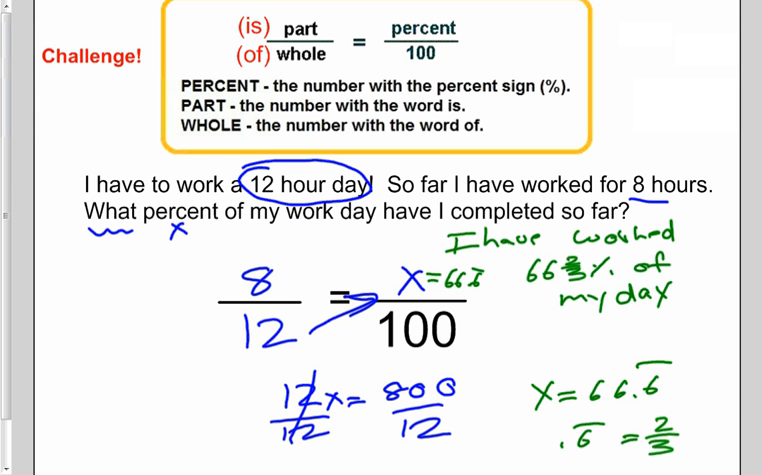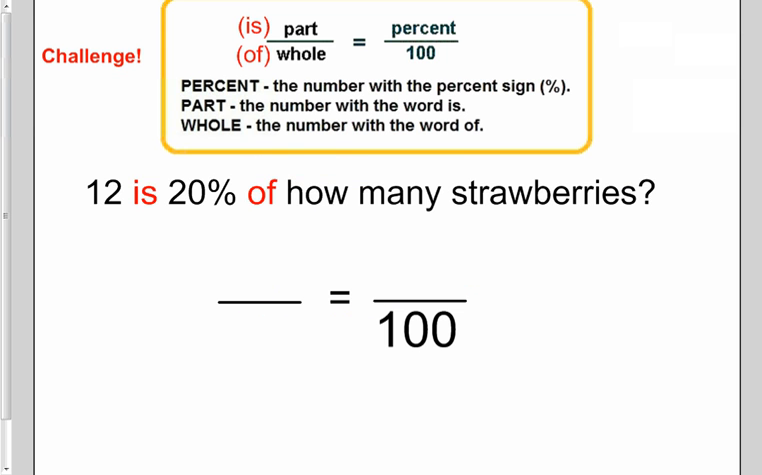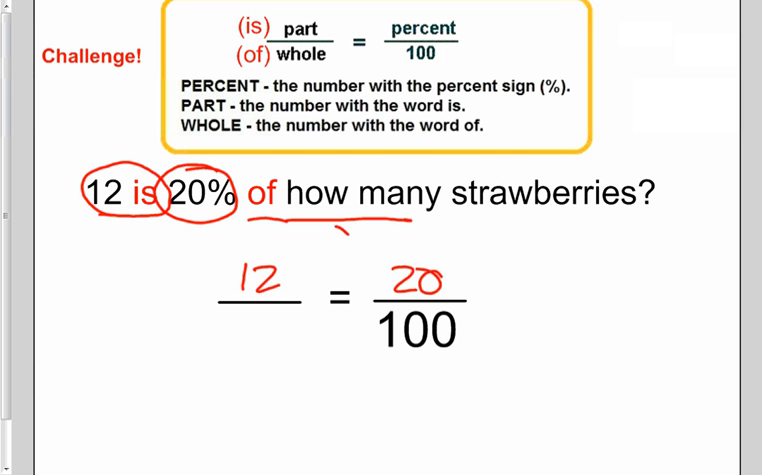Last problem. 12 is 20% of how many strawberries? Here we really see the is and the of. Is over of equals percent out of 100. So 12 is, that is going to be my part. 20%, that is my ratio over 100 of how many? Well, that how many, that's my x. So the of or the whole is my x here.